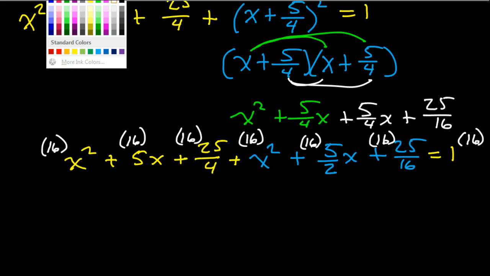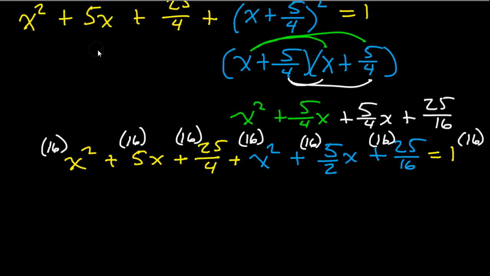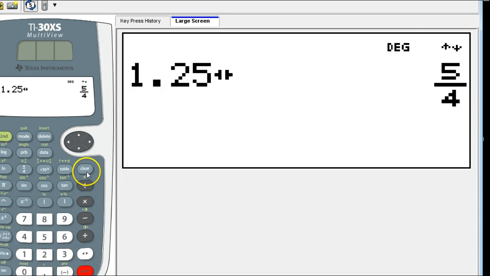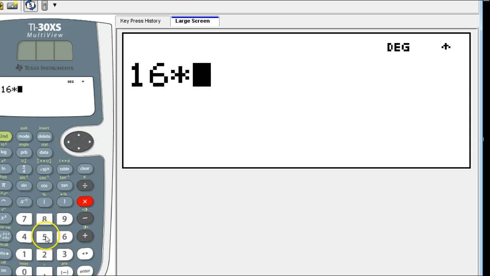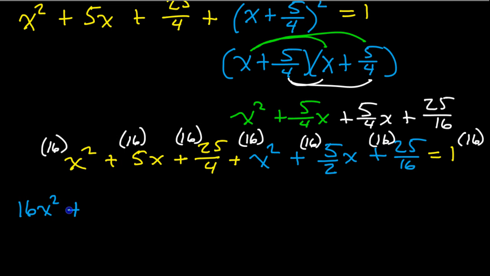So that is going to give me 16x squared. Okay, 16 times 5 is 80. So I've got 80x. 4 goes into 16 4 times, and 4 times 25 is 100. So this will be 100.